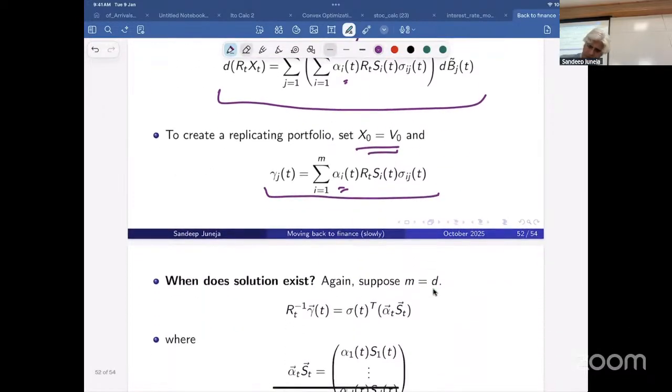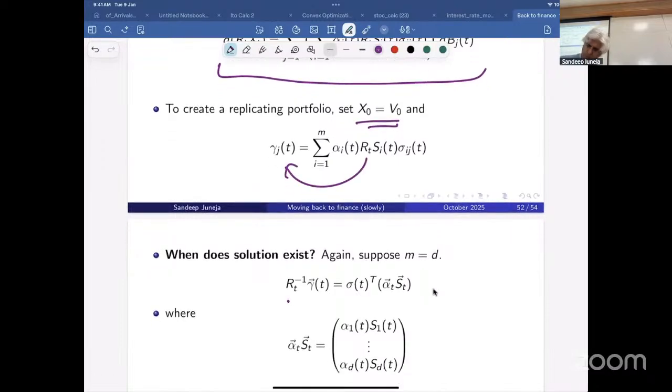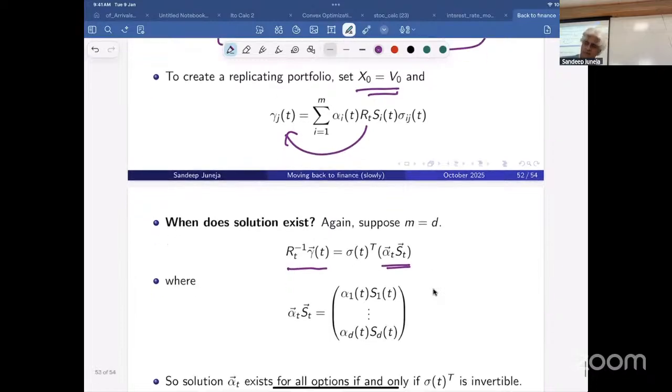R_t I can just bring to this side. It's just a positive scalar. So I'm looking to solve R_t inverse gamma hat_t, where gamma_t is sigma_t inverse alpha hat_t S hat_t. I've just written it as follows. This is just notation for this. This is the old alpha_t times the matrix S_t. This is a scalar, right?